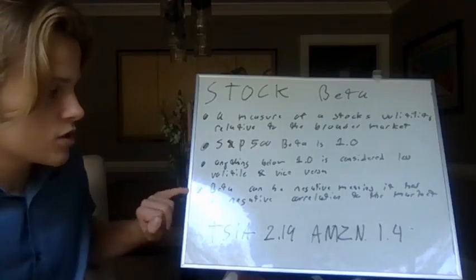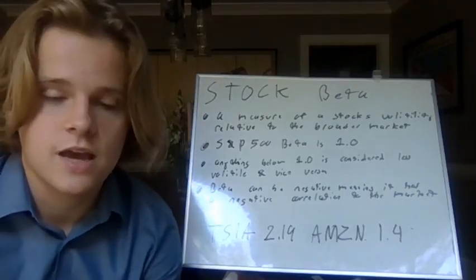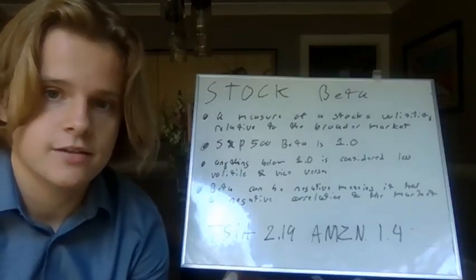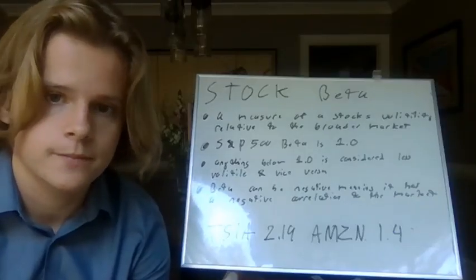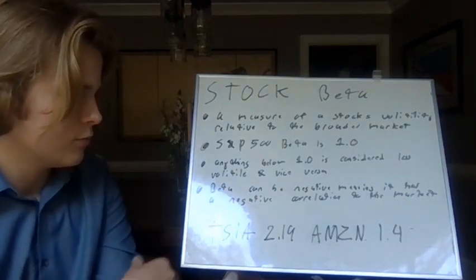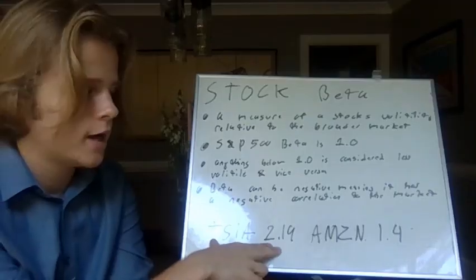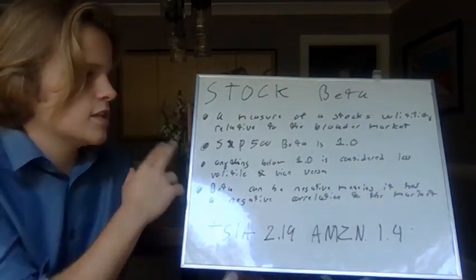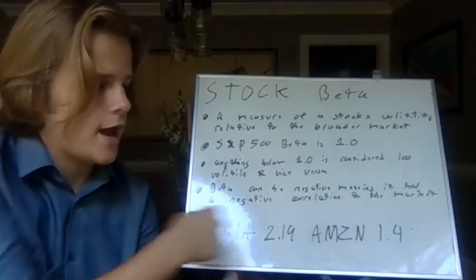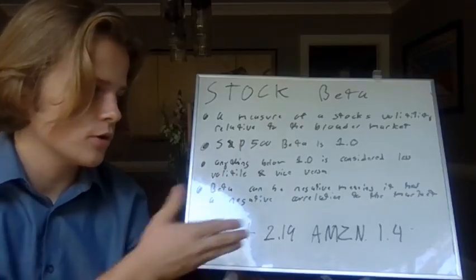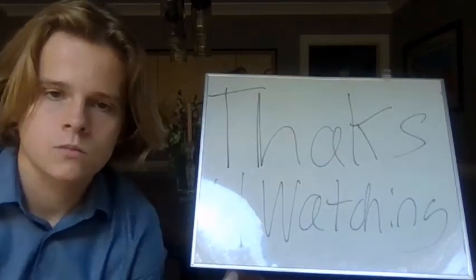Beta scores can also be negative, which means they have a negative correlation to the market. If the S&P 500 goes up, this one will go down. If the S&P 500 goes down, this one will go up. Two popular companies with betas would be Tesla with a 2.19 and Amazon with a 1.4. So let's say the S&P 500 goes up 1%, Amazon would go up 1.4%. If it went down 1%, Amazon would go down 1.4%.